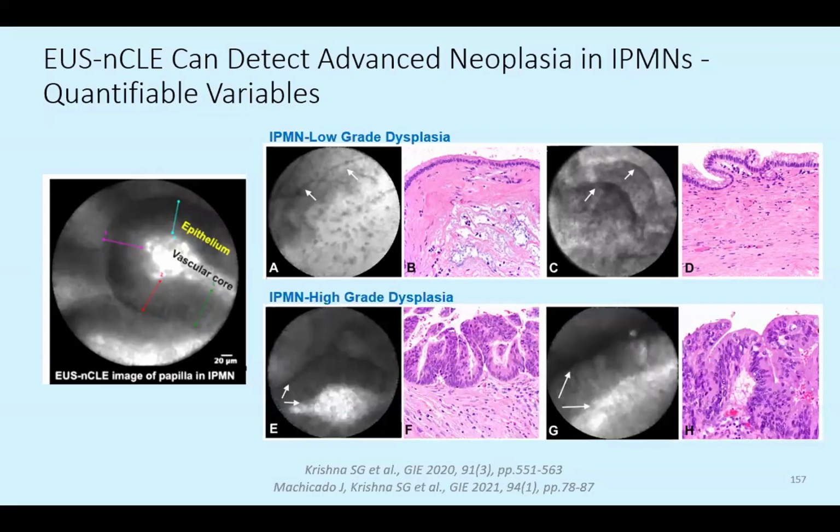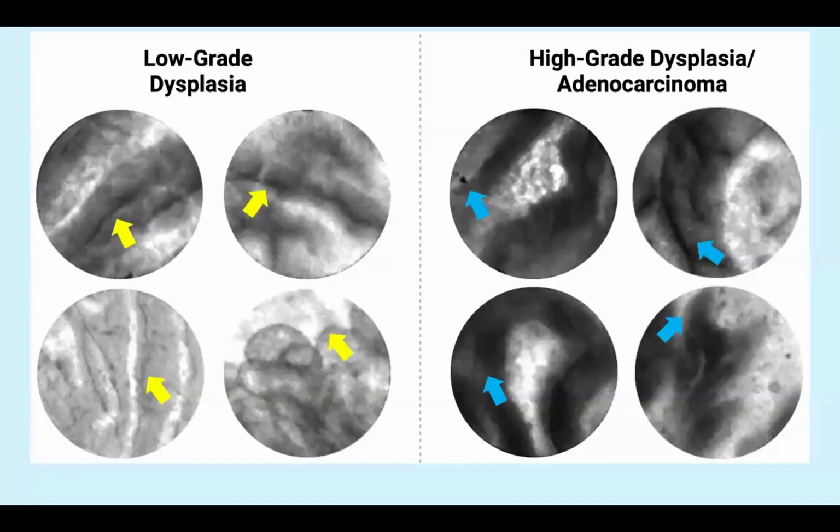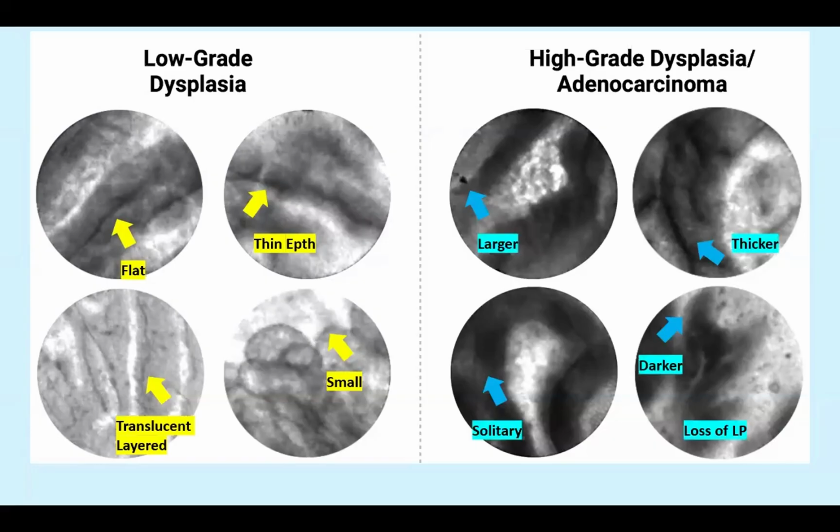Now, at the bottom, you have high-grade dysplasia. It's basically you add multiple stories to the building, which is stratification of cells and nuclei. Now, we have higher grades of dysplasia. Correspondingly, in endomicroscopy, you have a thicker, juicier, darker epithelium indicating higher grades of dysplasia. Some more examples. On the left, you have low-grade dysplasia, where you have flat, thin epithelium, more translucent, and the papillae are smaller. In comparison to that, as the dysplasia progresses, epithelium is larger, thicker, and then, in fact, you get obliteration of the inner lamina propria.